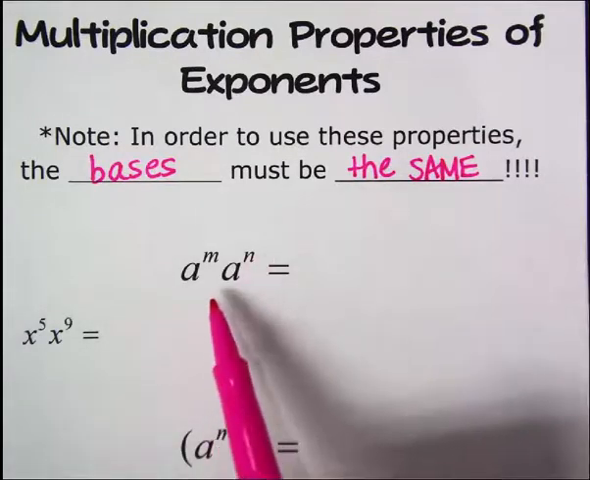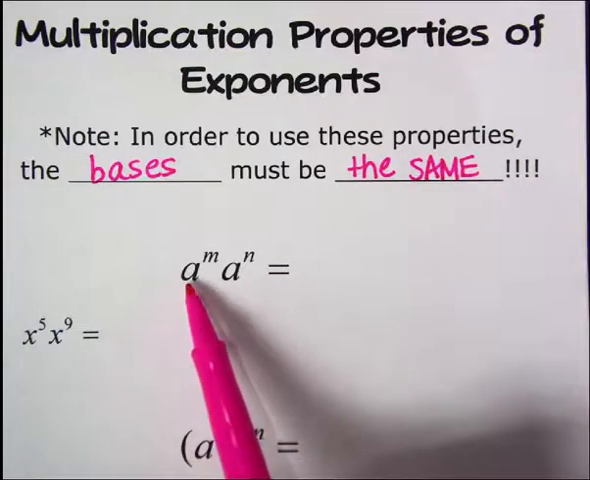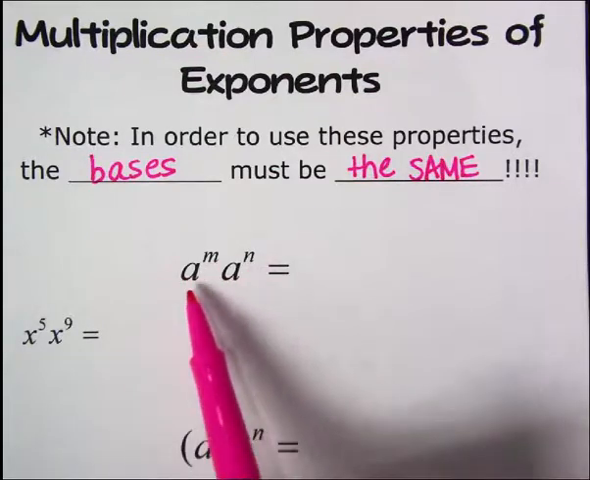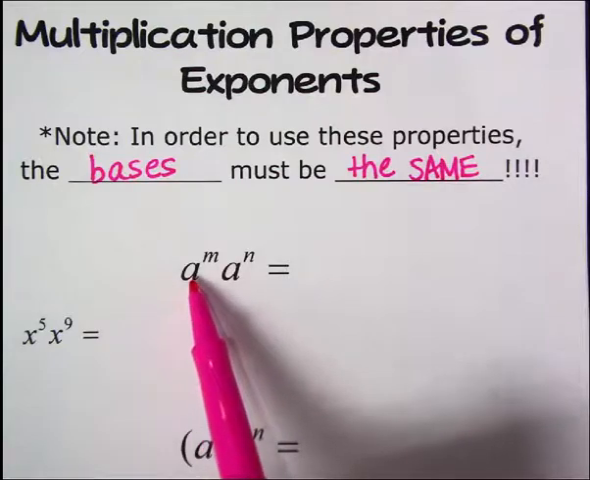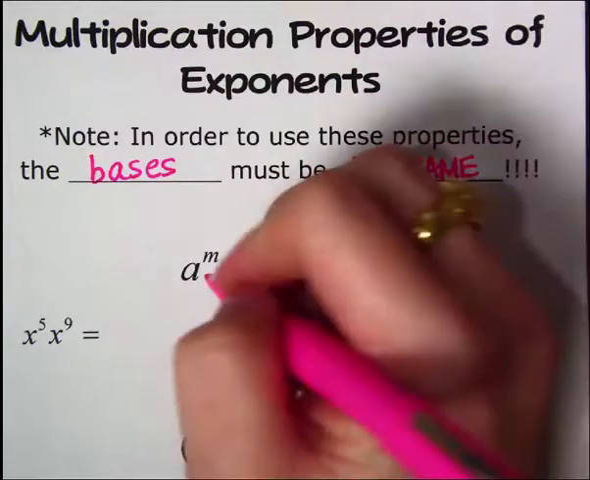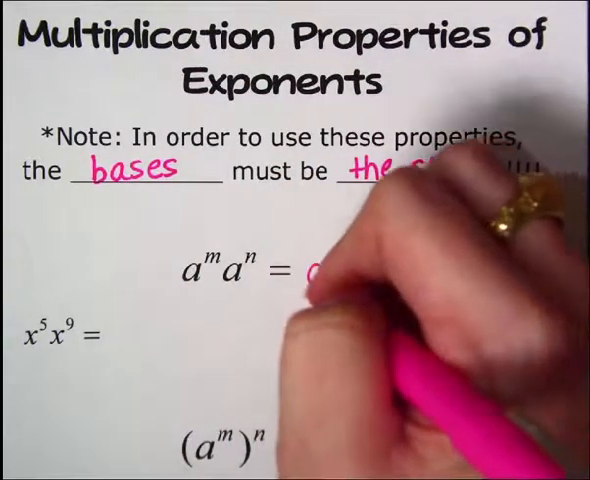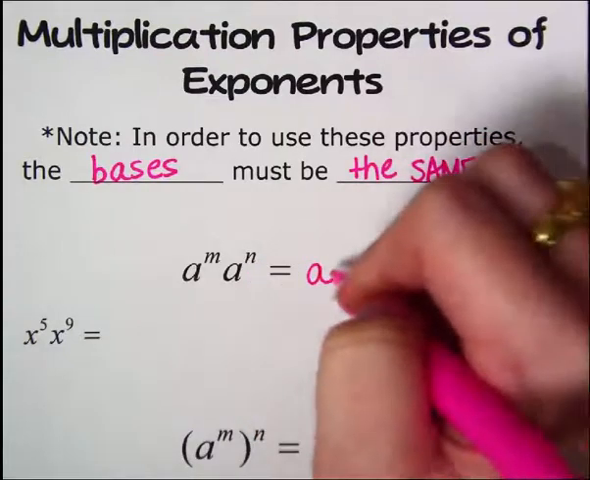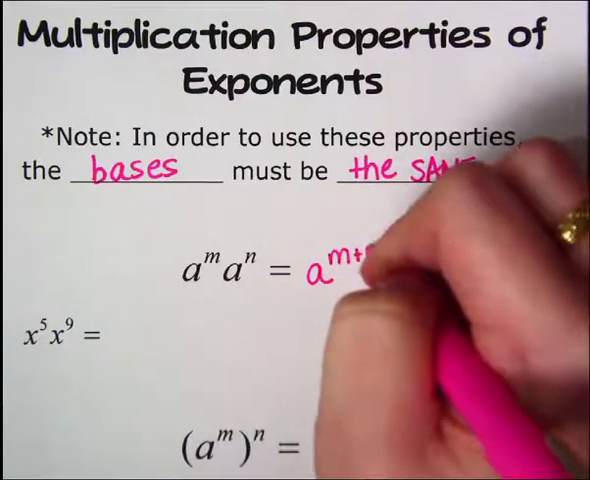So the first property we're going to look at is what do you do if you have two bases being multiplied together with different exponents. So again, notice here that my bases are the same. They are both a. All I'm going to do is add my exponents. So when I have a to the m times a to the n, that will be a to the m plus n power.